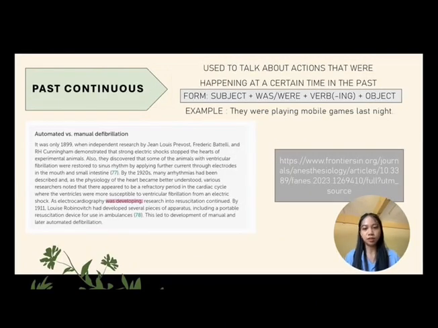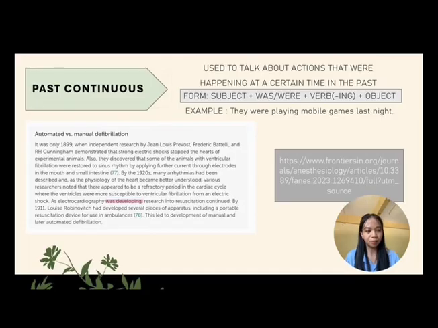Next one is past continuous. Past continuous is used to talk about actions that were happening at a certain time in the past. For the formula, subject plus was or were plus verb and add -ing at the end of it, plus object. For example, they were playing mobile games last night.